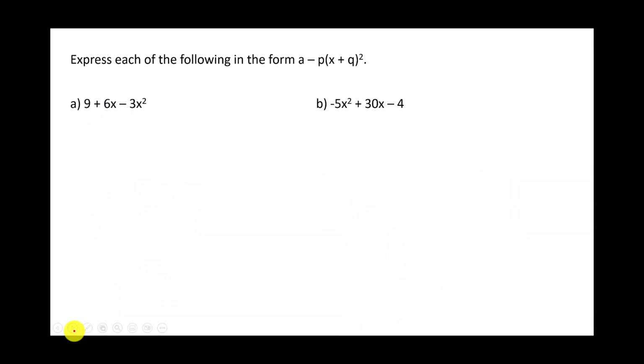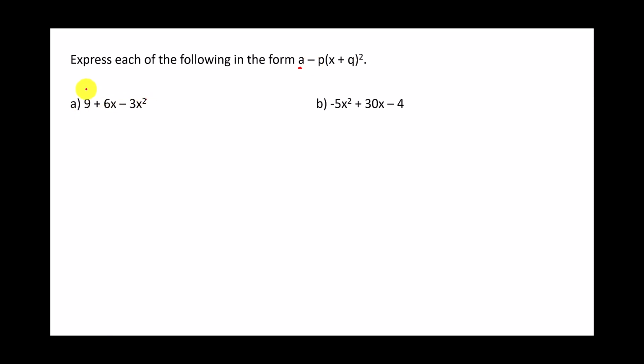Okay, we're going to look at just a few more. And so if you'll see, this one says express each of the following in this form. And notice we have an a out here, which looks a little different than we're used to. When you see that, I want you to start with the regular form, the way that we've learned it, okay?